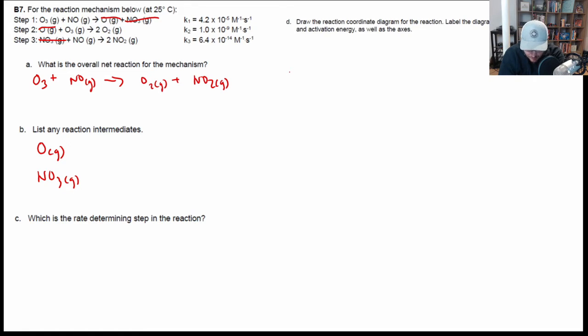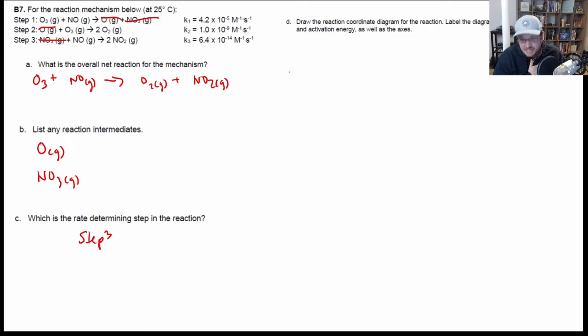So looking at them, K1 is 4.2 times 10 to the negative 5th, K2 is 1.0 times 10 to the negative 9th, and then K3 is 6.4 times 10 to the negative 14th. So the smallest K out of all of those is the step 3 one. So that means that step 3 should be the rate determining step in this case.